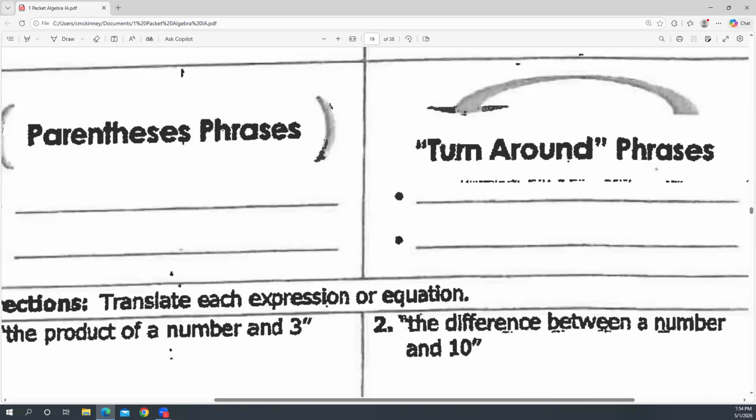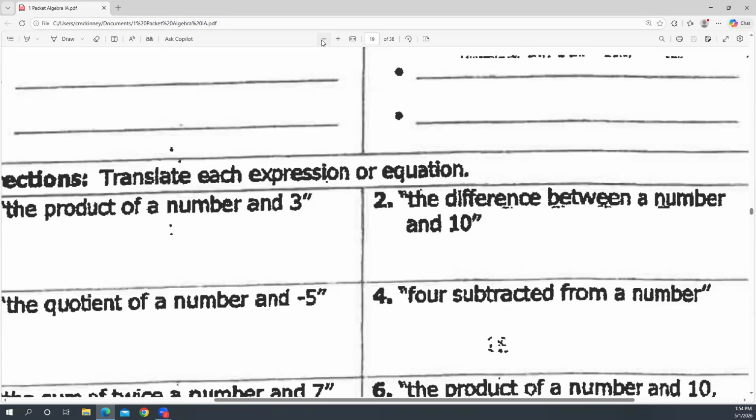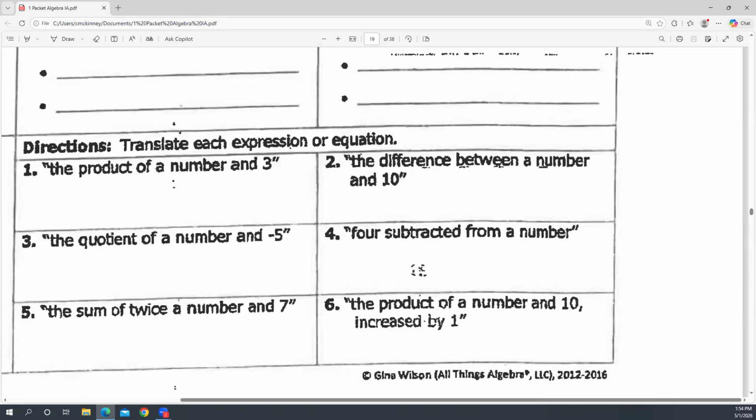Oh, sorry about that. Okay, I have to zoom out just a little so we can get the full width here.